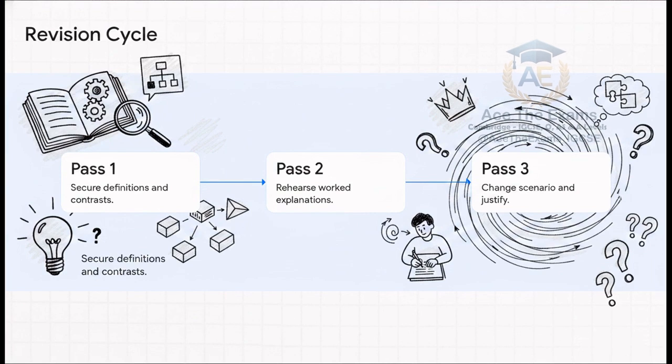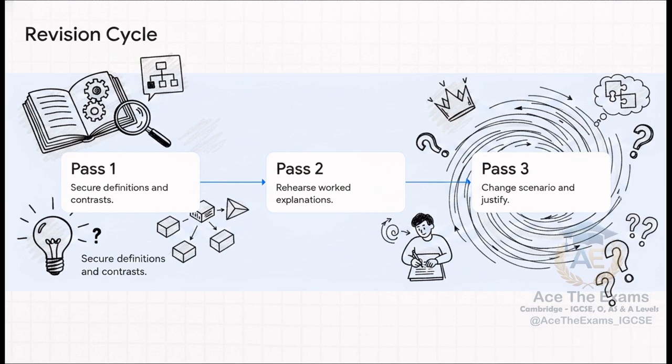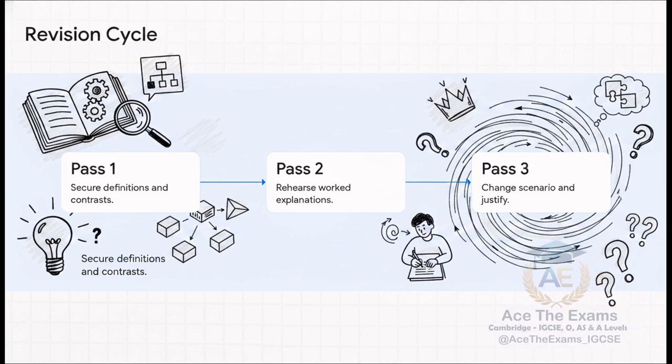So how do we practice this so it just becomes second nature? Let's look at how this builds across your study sessions using the 3-pass strategy. The first pass is all about securing your key definitions and those vital contrasts we talked about earlier. Just get the basics down, like knowing exactly how 1 + 1 = 10 in binary. Simple enough. The second pass is where you rehearse worked explanations, actually draw out the diagrams, and practice your manual binary addition problems. But the third pass is where the magic happens.